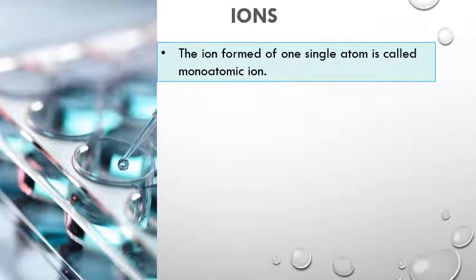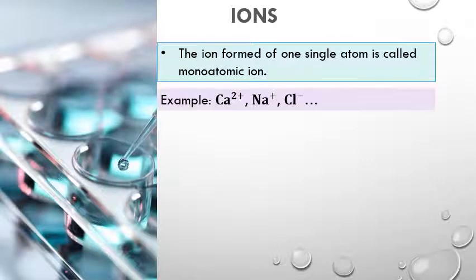An ion formed of one single atom, if I have an ion that is made of one atom alone, is called a monoatomic ion. Examples like Ca2 plus. Okay, the 2 plus is the charge. Don't get confused. The numbers that you see up, like the power, are the charge of the ion. But if I look down, I have one Ca, I don't have more than one Ca, so I have one atom of Ca, then it is monoatomic. The same goes for Na plus and Cl minus, I have one atom of each.